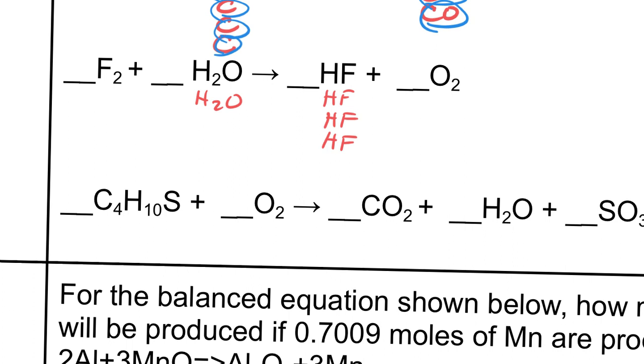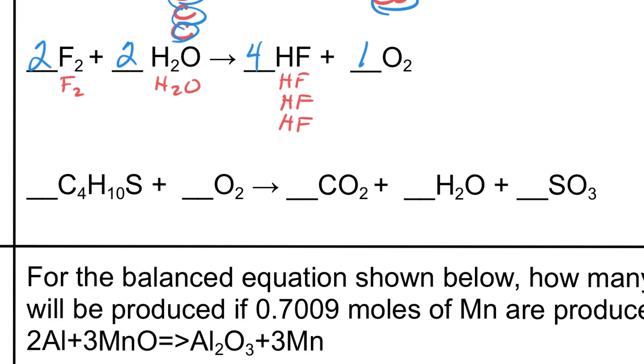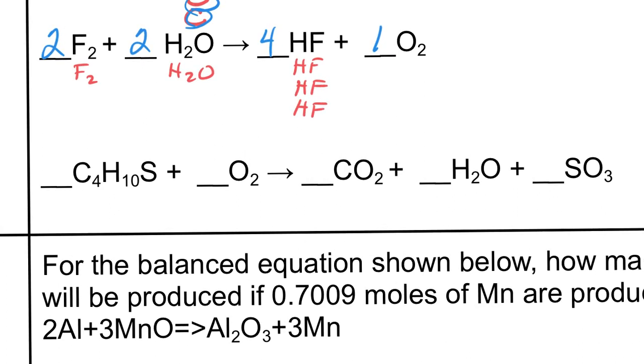The only thing that needs to be balanced here is another copy of F2. So if I put my coefficients here, I've got 2 copies of F2, 2 copies of H2O, 4 copies of HF, and then only 1 copy of O2. And so this is my final number that would balance this reaction. Now the final reaction that we need to balance is the one you see here. And so let's go ahead and do this one.